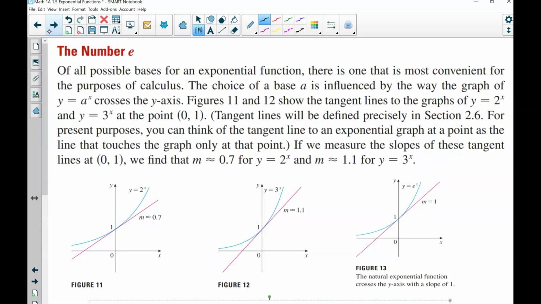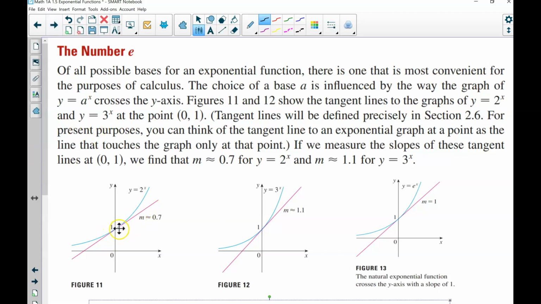Okay, then we have the number e. Now, of all possible bases for an exponential function, there is one that is most convenient for the purpose of calculus. The choice of a base a is influenced by the way the graph of y equals a to the x crosses the y-axis. If you look at figures 11 and 12, they show the tangent lines to the graphs of y equals 2 to the x and y equals 3 to the x at the point (0, 1).